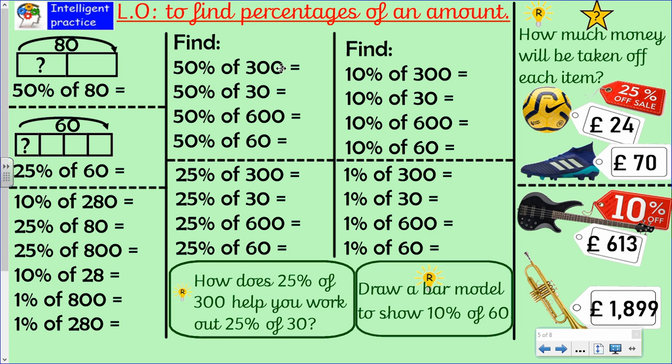Same here, look, you've got 50% of 300 and 50% of 30. These are linked, connective thinking. 50% of 600, 50% of 60. Same here, look, 330, 660. So as you're doing them, think about your connections between these numbers. If you know 50% of 300, can you use that to help you with the 25% of 300?